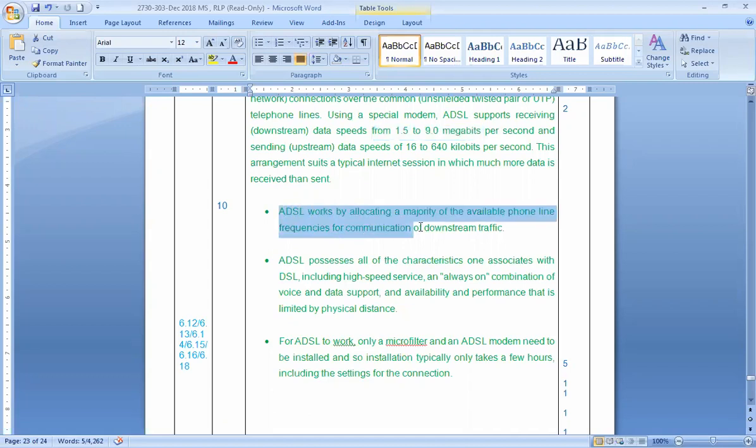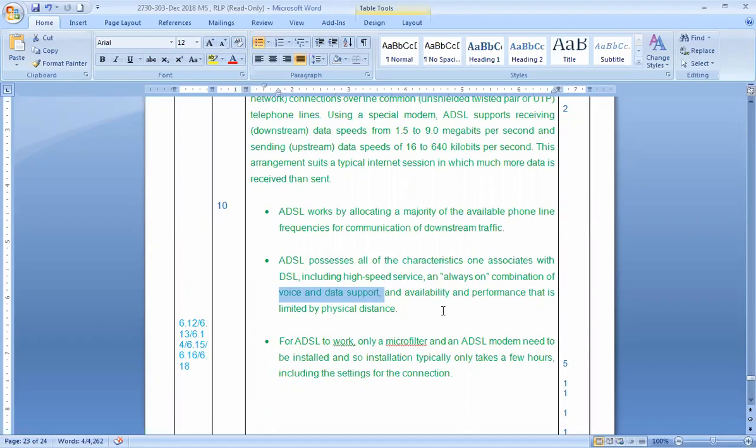So ADSL works by allocating the majority of the available telephone line frequencies for communication of downstream traffic. Okay, so it allocates different frequencies, and it handles traffic. So ADSL possesses all the characteristics that we saw in DSL, digital subscriber line, including high-speed service, always on, and a combination of voice and data. See, previously, when we had landline connections used for internet, as I was mentioning, if you're connected to the internet, then you cannot use voice. If you're using the voice, you cannot use the internet.